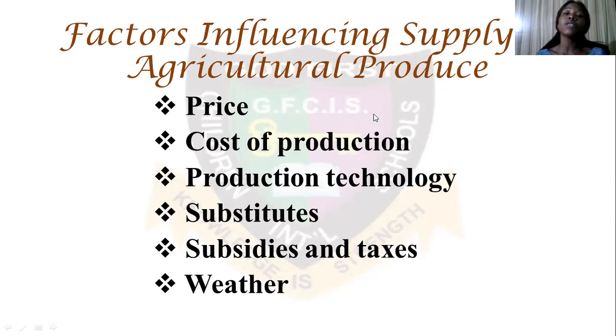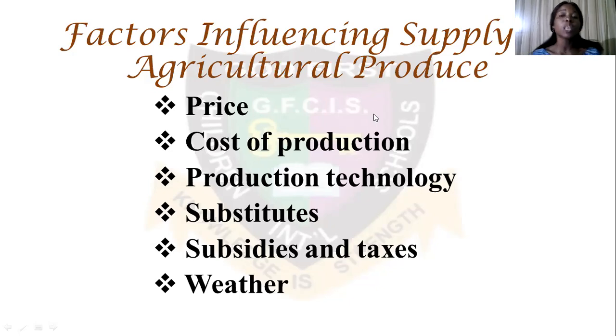Production technology means the use of improved technology and machinery. When there is improved technology and machinery, for example, tractors instead of cutlasses and hoes, the farmer's cost of production will reduce and he can produce more. When he uses a crude implement, he will be able to produce just a little. So supply will be reduced when technology is not used.